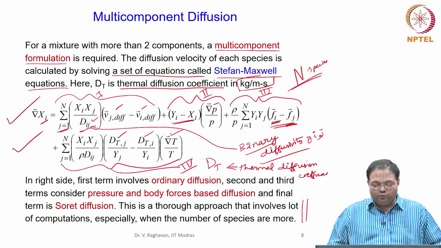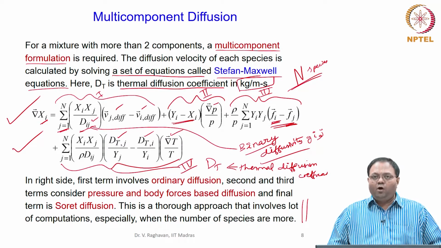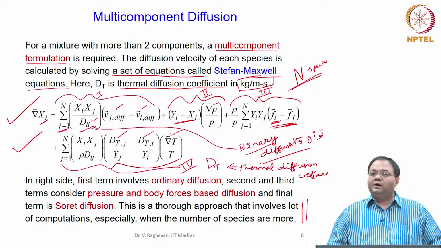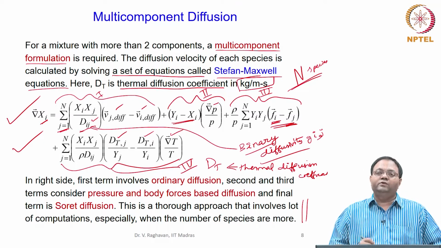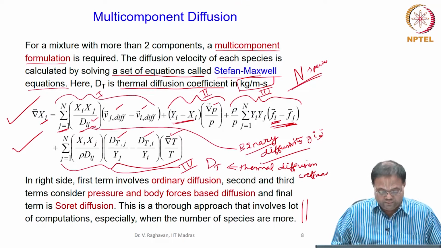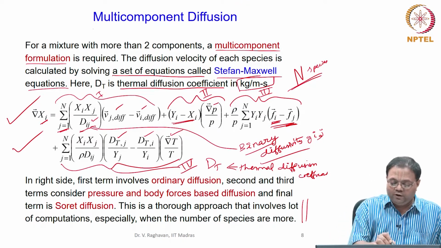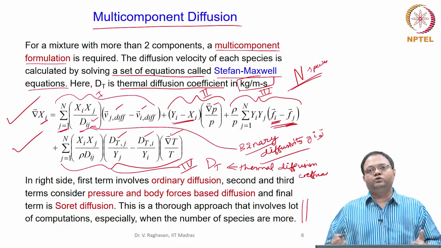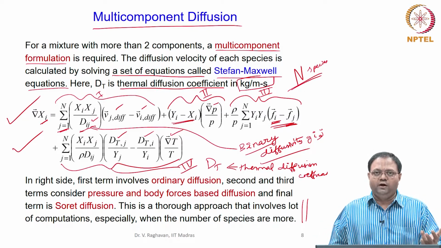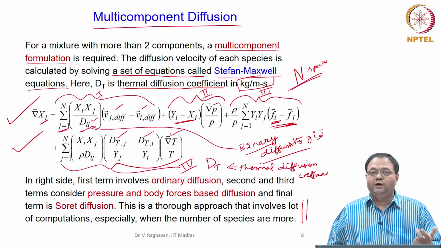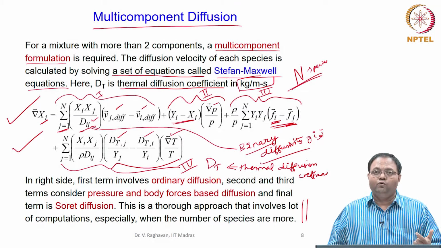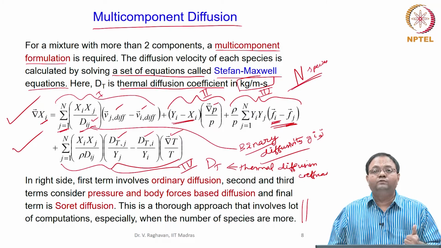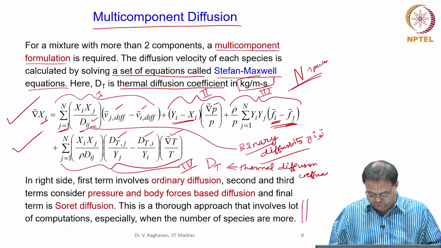However, once you get this diffusion velocity for all the species, then you can add it to the mixture velocity at any location and get the species velocity at that location. So this is very important. In multi-component diffusion, we are trying to resolve all the diffusion: due to the concentration gradient, the first term; due to the pressure gradient, the second term; due to the body force gradient or unequal body forces, the third term; and the fourth one is the thermal Soret effect.